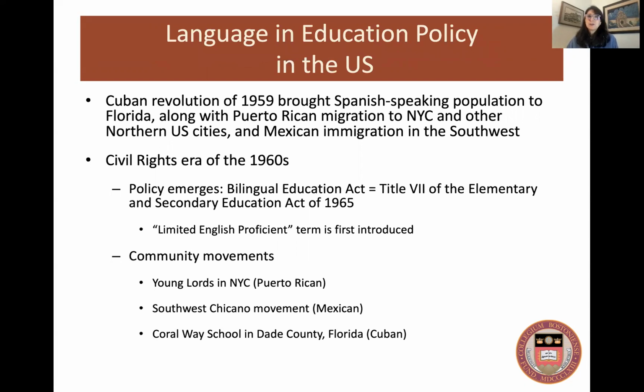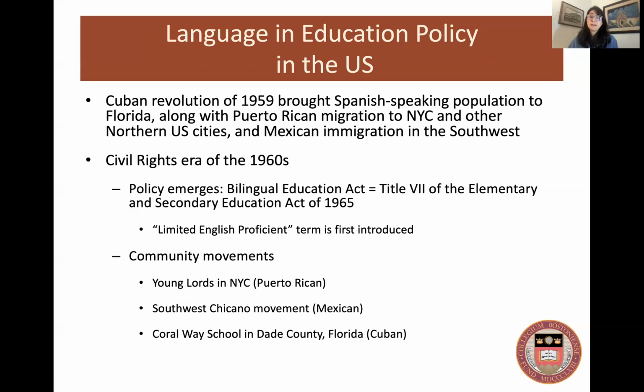So, language and education policy in the United States. The first aspect that I want to bring to your attention is how the Cuban Revolution of 1959 brought Spanish-speaking populations to Florida, as we said before, along with Puerto Rican migration to New York City and other northern US cities, as well as Mexican immigration to the Southwest. The situation in the Southwest is a little bit different because that area was already part of the Spanish-speaking world. With the influx of English speakers after the American-Mexican War, where Mexico lost the territory, the lands and the language were expropriated a little bit the way it had happened with the natives first, though many stayed unacculturated or unassimilated.